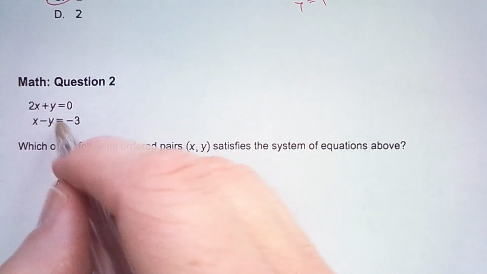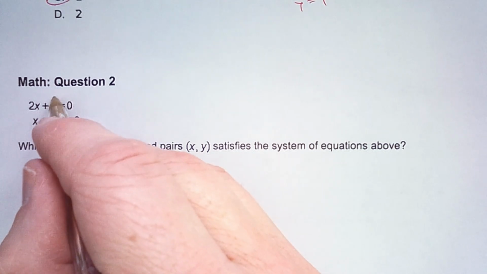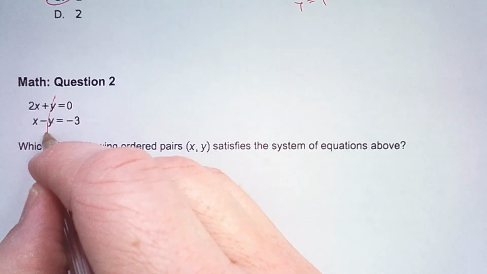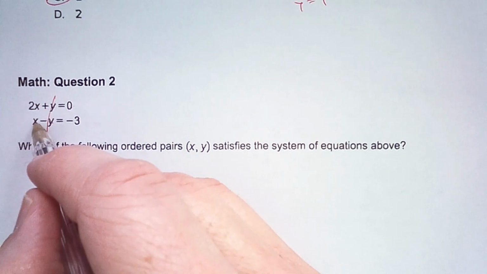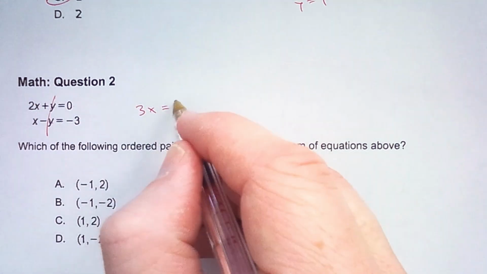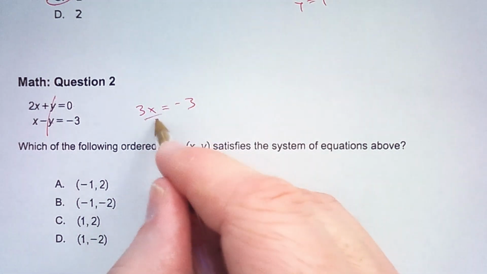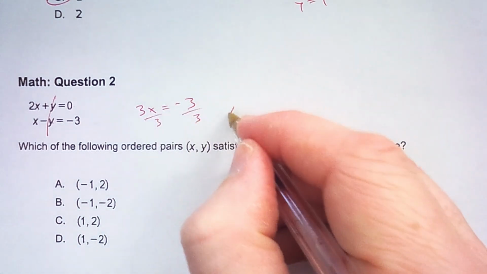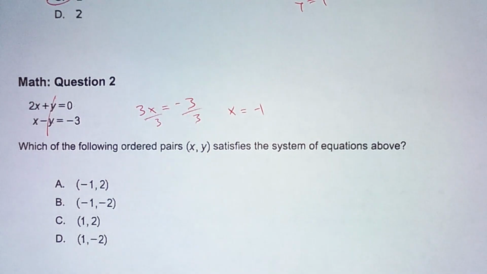So if I just combine these two equations, positive y plus negative y, those cancel each other out. 2x plus x is 3x. 0 plus -3 is -3. So I can divide by 3 and get x equals -1. Okay, so that eliminates options C and D because x is +1 in those options.